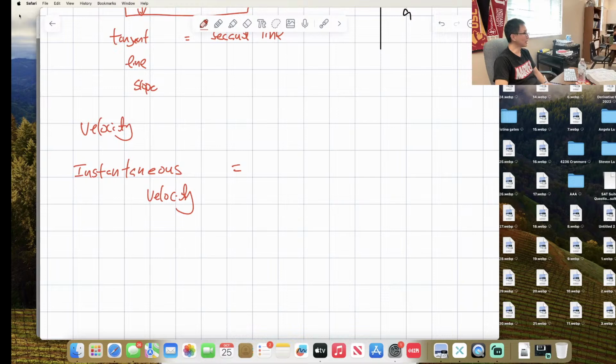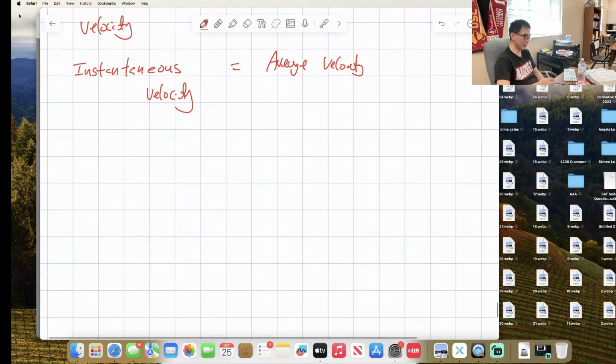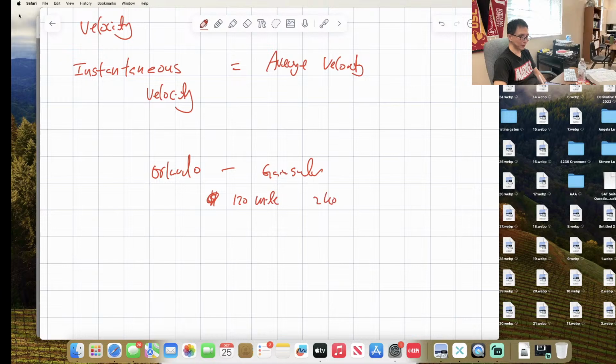Instantaneous velocity. What's the second type of velocity? Average velocity. Now imagine you drive from Orlando to Gainesville, and let's just say for easy calculation it's 120 miles and it takes 2 hours. So what's my average velocity? 60 miles per hour, right?